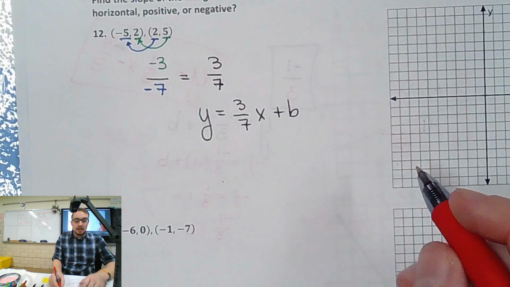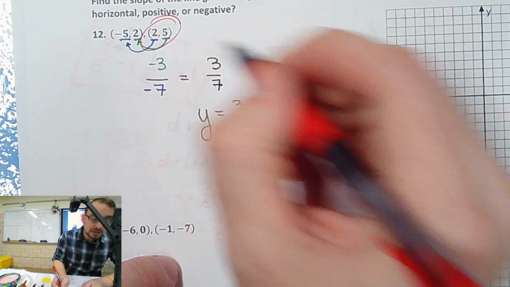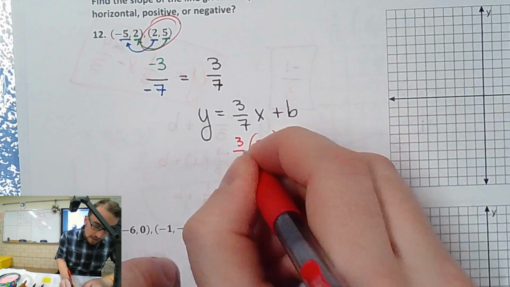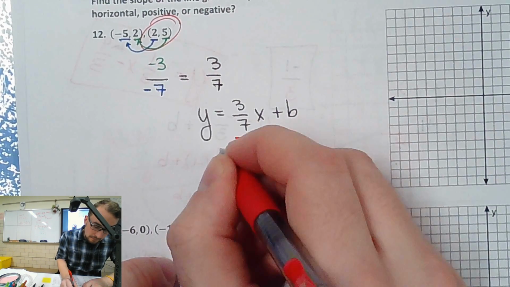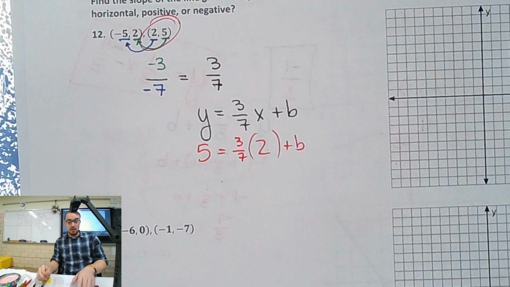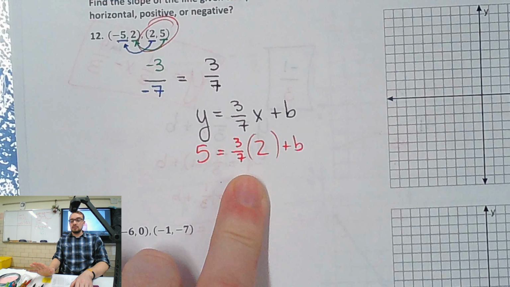Could do that. I'm going to plug in x and y. Let's use this one because they're both positive. So I'm going to plug in 2 for x, whenever we plug something in we wrap it, right? And then 5 for y. Let's solve and find out what b is. Are you smelling what I'm stepping in here? Why I'm doing that? Okay.